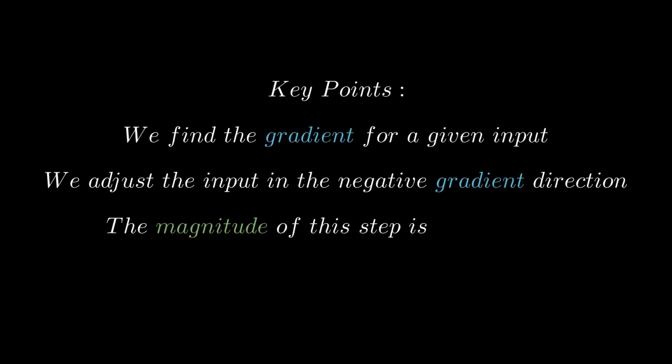I want to draw attention to some key points of the gradient descent algorithm, which is important to understand for what comes next. First, we find the gradient at a point. Then, we take a step in the negative gradient direction. And most importantly, the magnitude of the step we take is proportional to the gradient at the point.